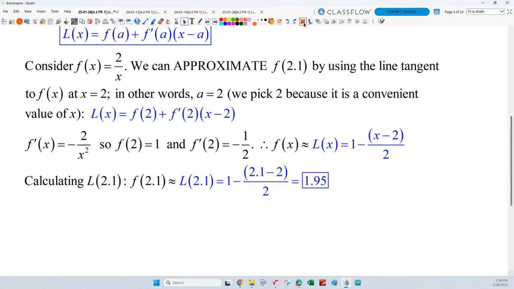0.05. So 1 minus 0.05 is, oh, that's wrong, isn't it? Oh, it should be 0.95, right? 0.95. Make sense? So we got a pretty good estimate of what f of 2.1 is. It's not going to be exact, but it's going to be pretty close. Okay?